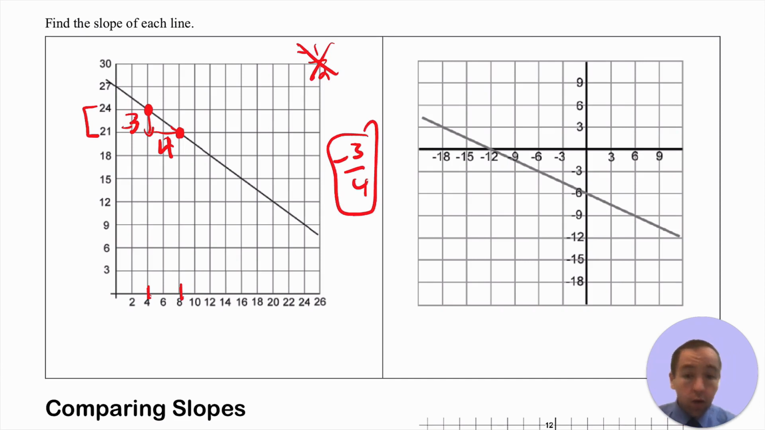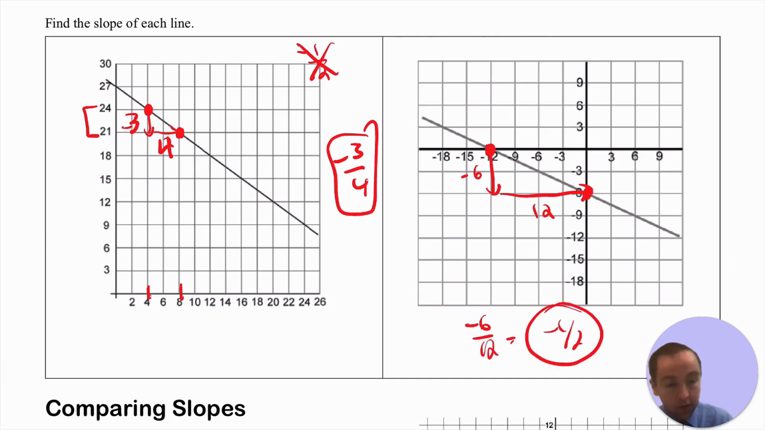So you can't just count grid squares. You have to pay attention to the fact that the labels might be skipping by certain numbers. In this particular scenario, you'll see that each grid square is counting by 3s in the x-axis as well as in the y-axis. So if you're finding the slope of this, right here you are going down actually 6, and then you're going over 12. So you get -6 over 12, which means this is a -1/2 slope.